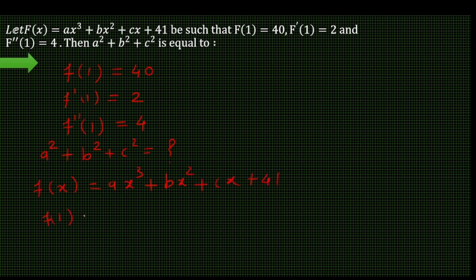अब मैं x की वैल्यू 1 पुट कर देती हूँ. f(1) is equal to a + b + c + 41 and f(1) is given as 40. So 40 is equal to a + b + c + 41. Now on solving we get 0 is equal to a + b + c + 1. And let this be equation 1.